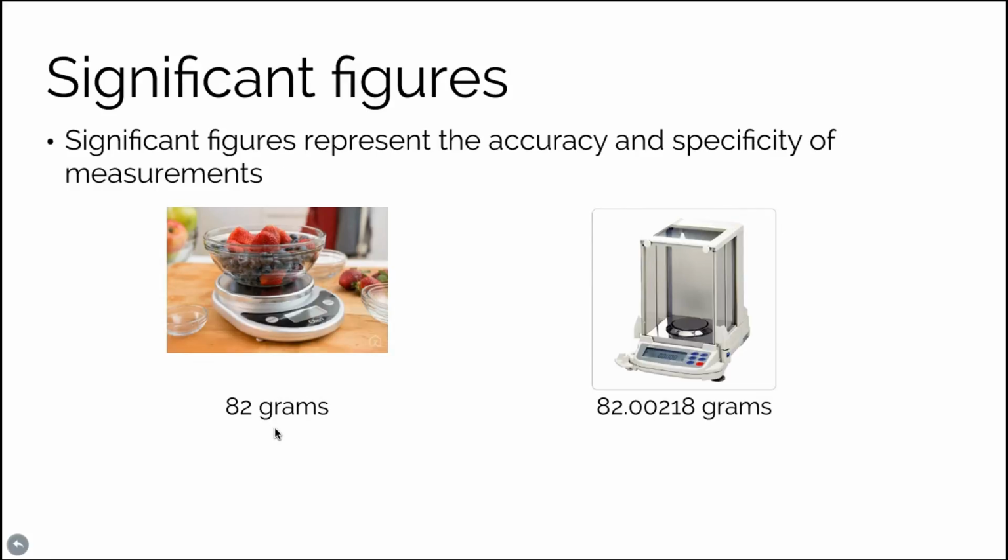On the kitchen scale, it tells you that it's 82 grams. And on the scientific scale, it tells you that it is 82.00218 grams. So they're basically the same, right? It's about 82 grams, so there's not a very great difference. But because this scale was able to give you a lot more decimal points, you can say that it's a lot more accurate. Notice that 82 grams is not as specific as 82.00218. So we have a very specific measurement.